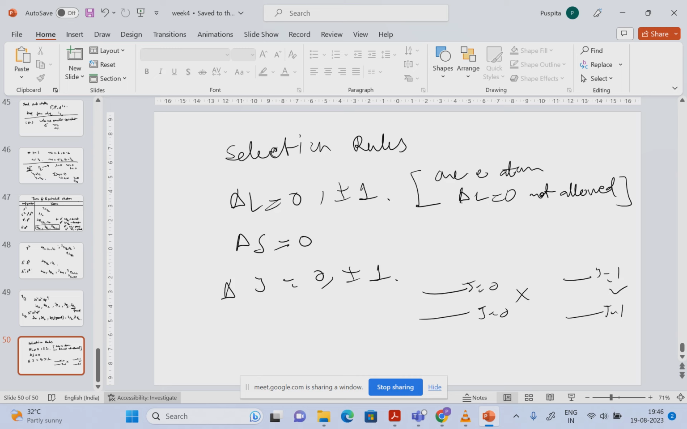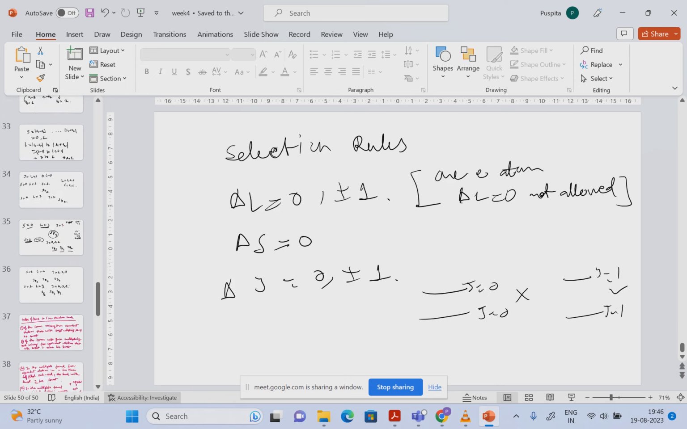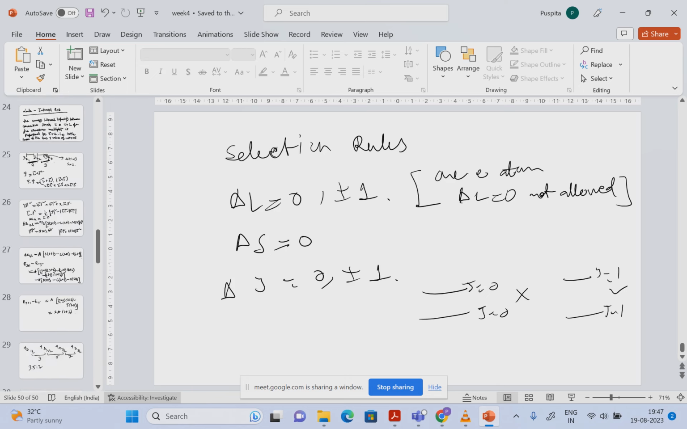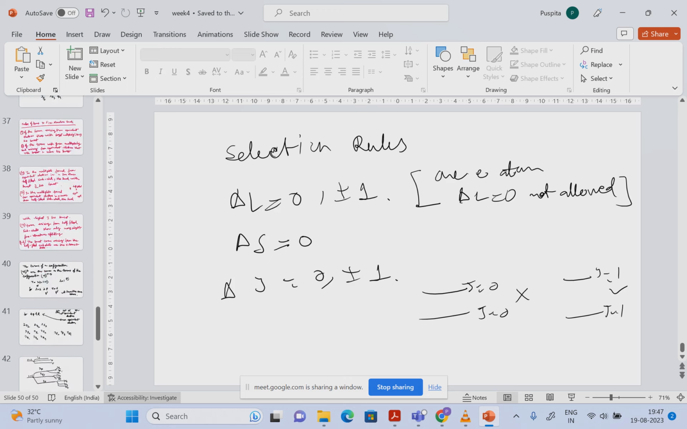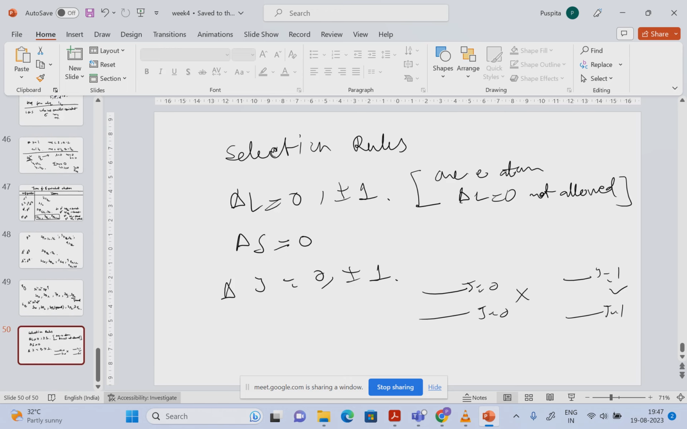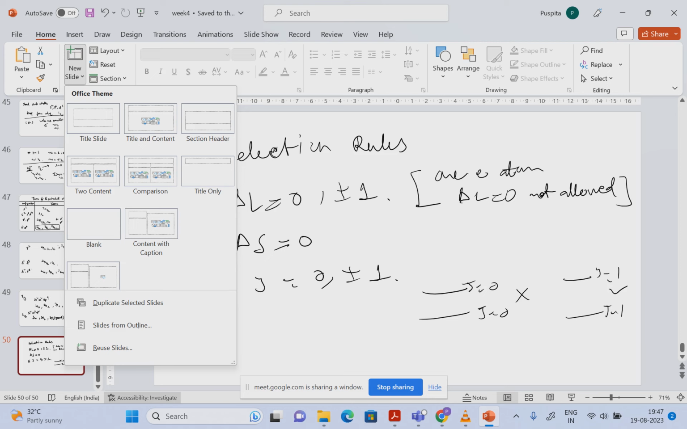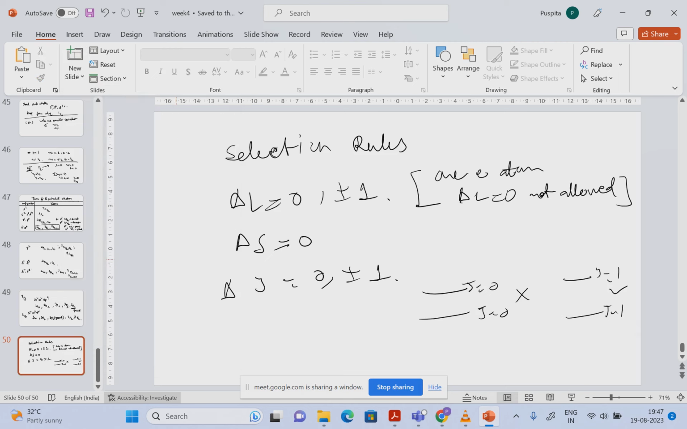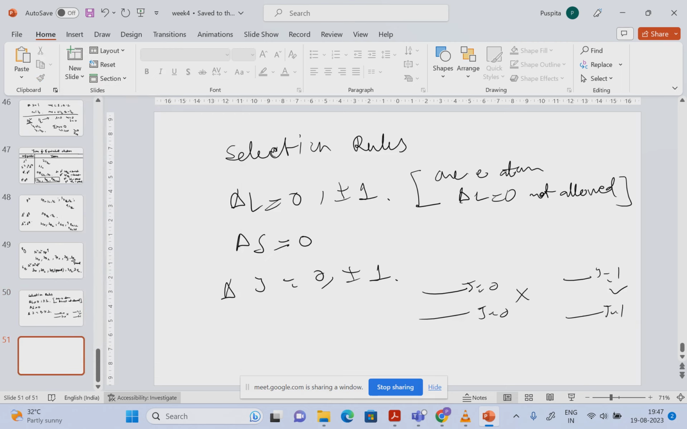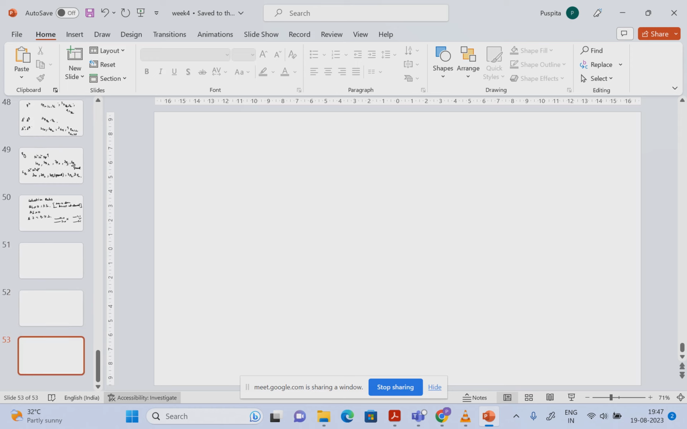J equal to 1 to J equal to 1 is allowed, but J equal to 0 to 0 is not. So these are the rules of spectroscopic terms. These are the basics of LS coupling. I did not explain the equivalent-electron LS coupling, where we need to consider ML and MS. You can see that in the book, and if you have any doubt, you can ask me. I can explain that later.